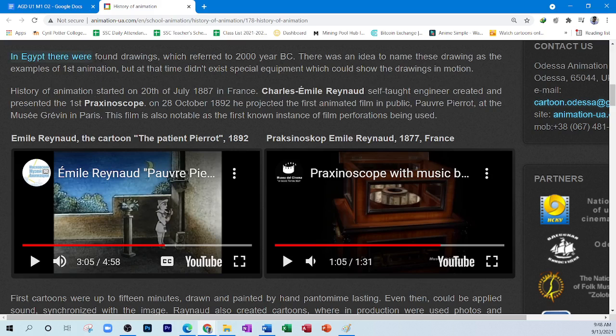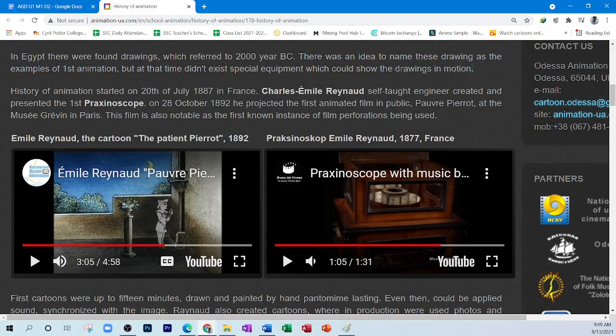In Egypt, they found drawings which date to 2000 BC. Now this is 2000 BC. This is 1877. There was an idea to name these drawings as examples of the first animation, but it didn't happen. Why? Because at that time, there wasn't special equipment which could show the drawings in motion.